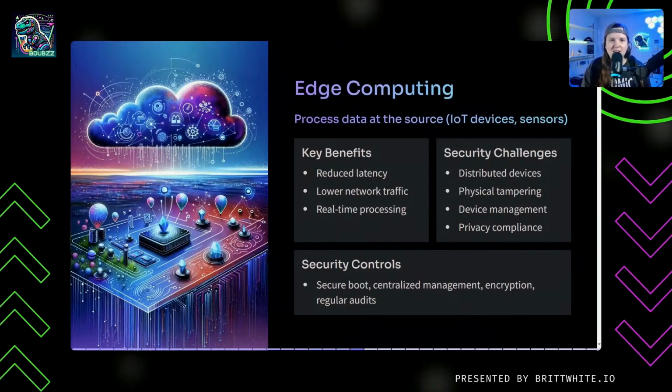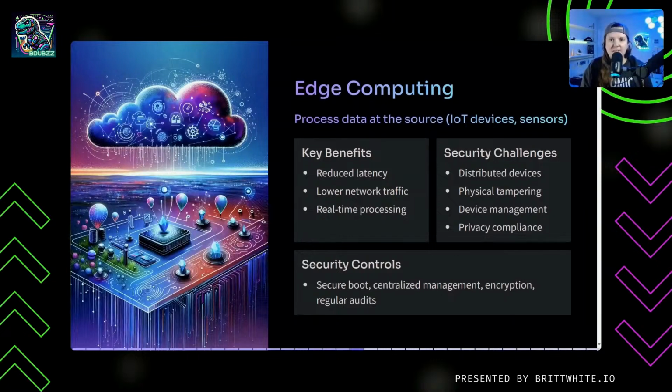Spreading data across tons of devices is like guarding a dozen tiny outposts instead of one big castle. The risks include insecure devices. Cheap gadgets often ship with weak passwords or old software. Scattered management: keeping track of updates across a fleet is a headache. With physical tampering, devices in the wild can get hacked hands-on. And then there's privacy snags. Local data needs tight controls to stay compliant.